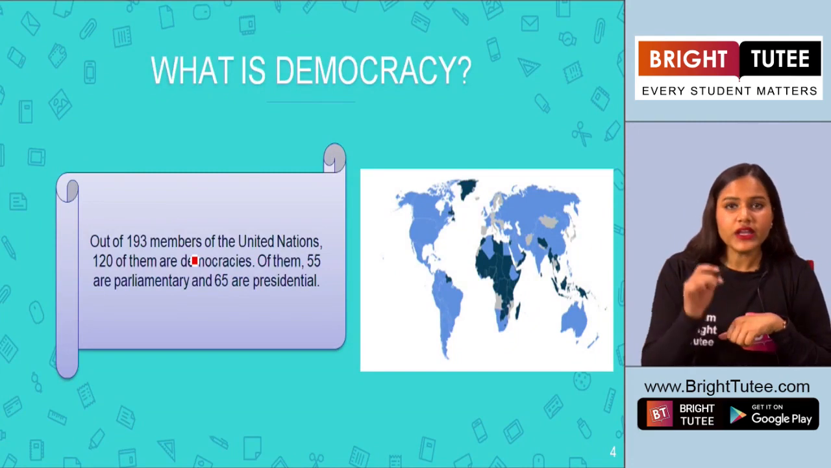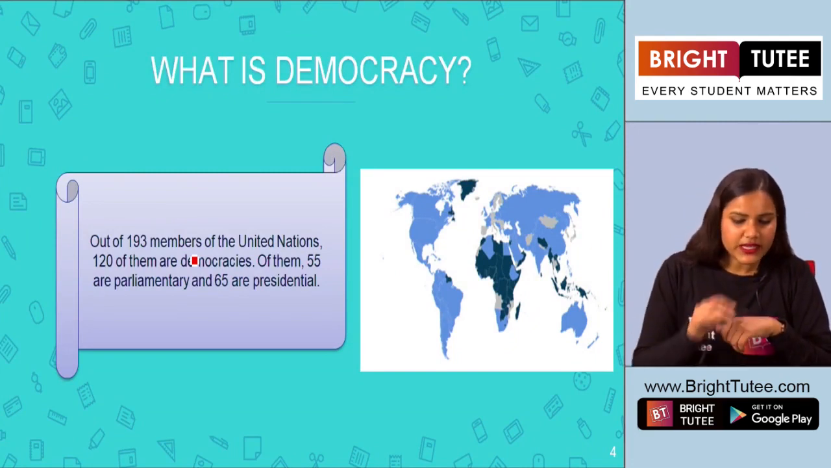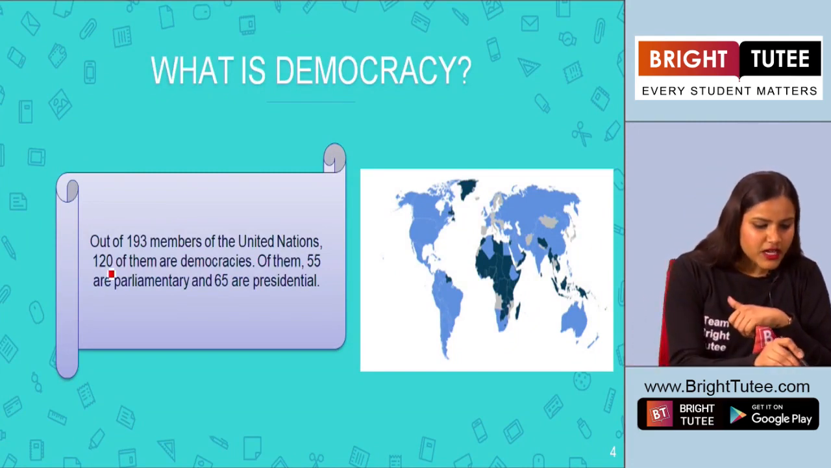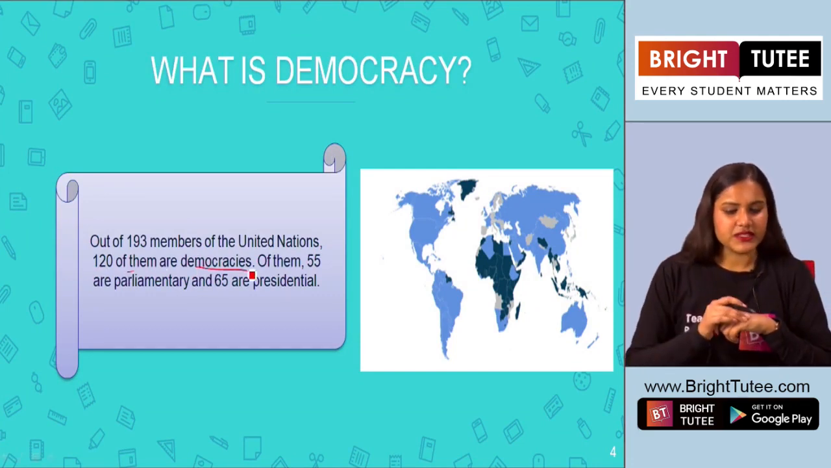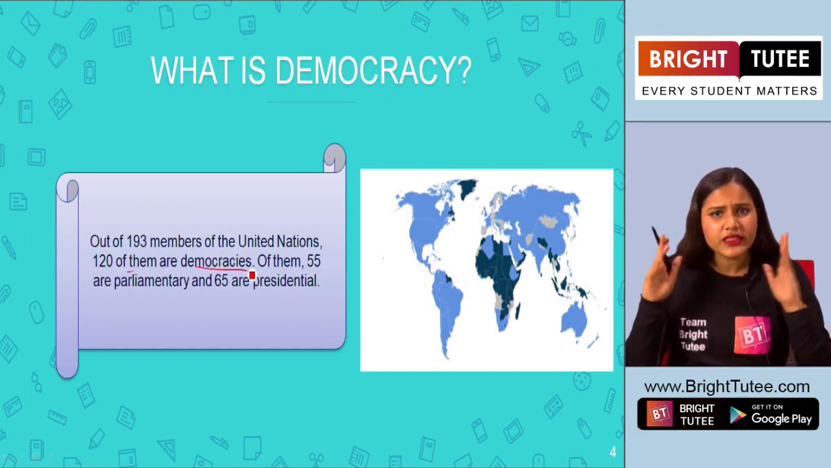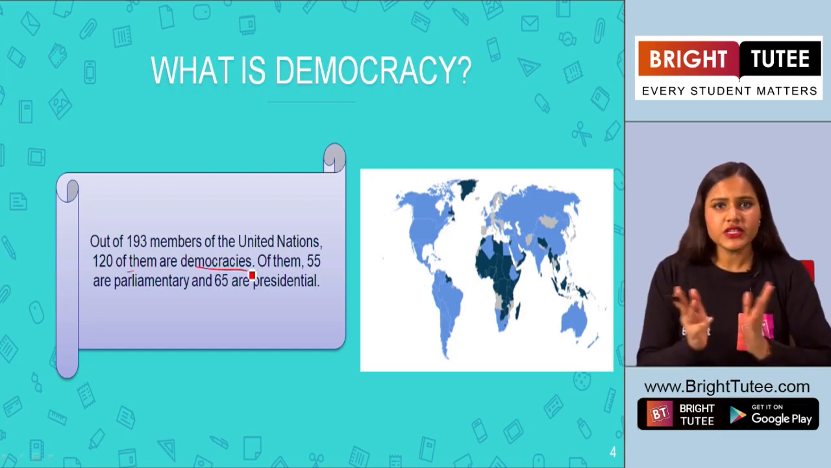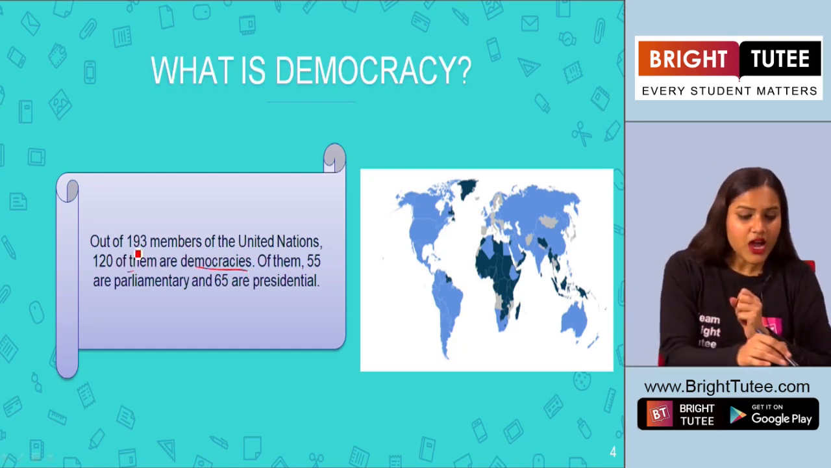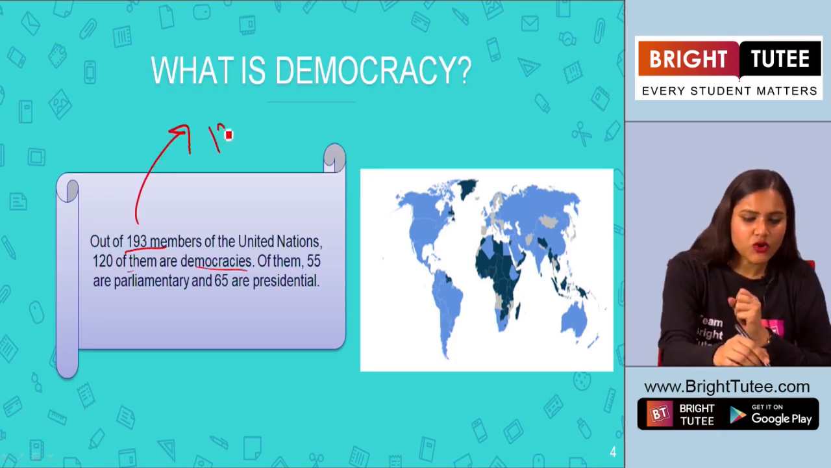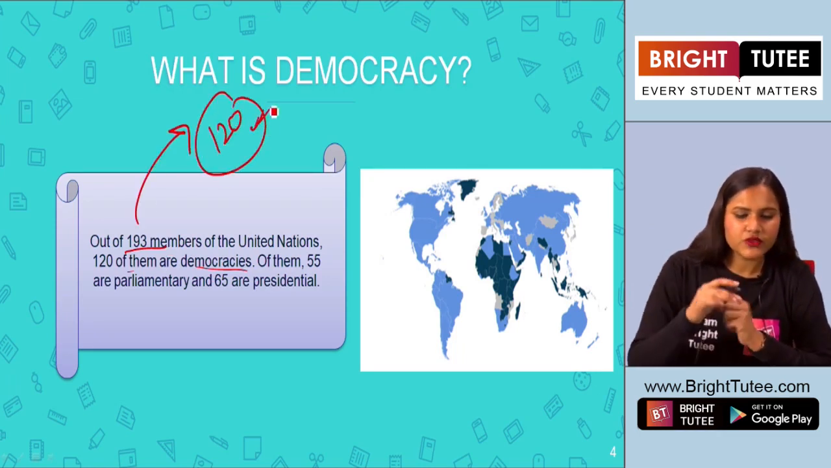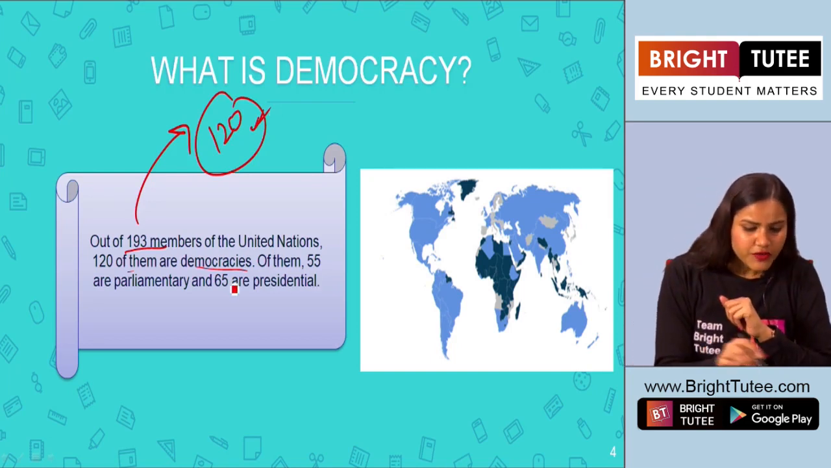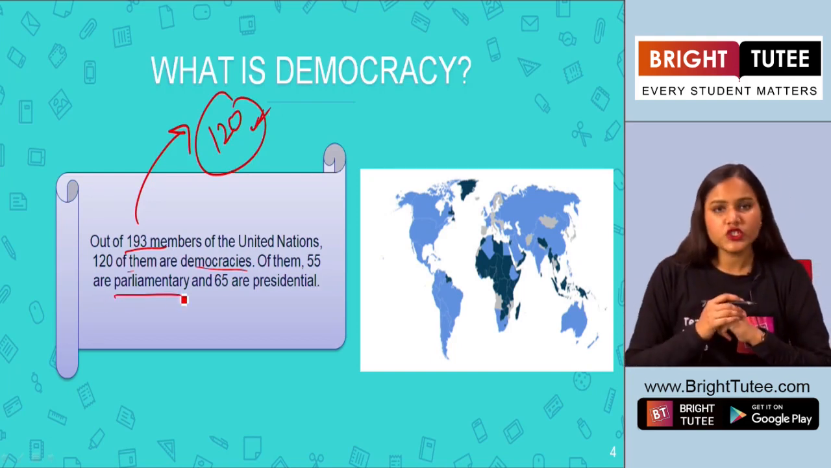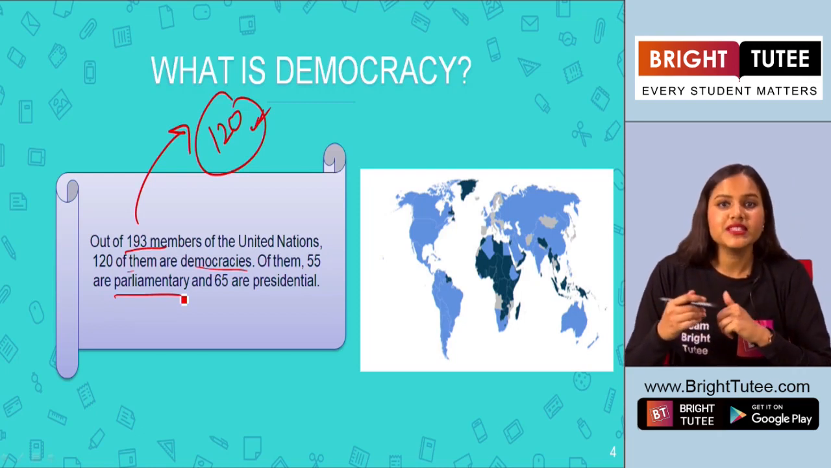Now, out of 193 members of the United Nations, the intergovernmental organization here, 120 of them are democracies. Here we see that in the world, how many countries are there? Around 193. But here we see that only 120 countries are democratic. Okay? Out of them, 55 are parliamentary and 65 are presidential.